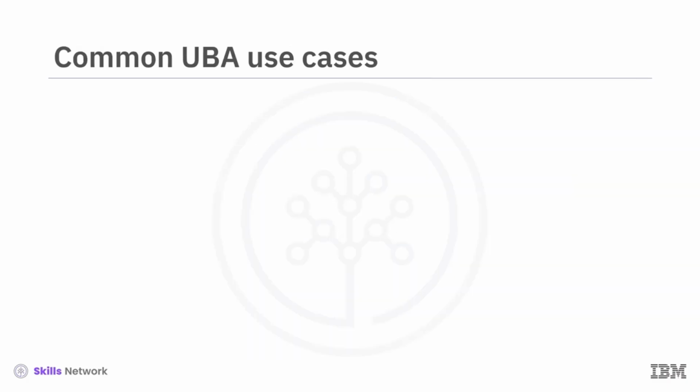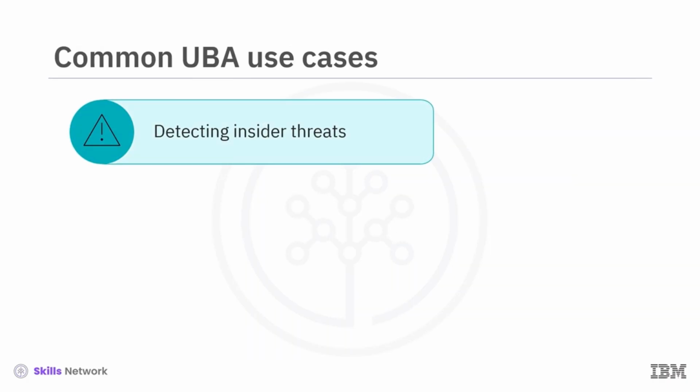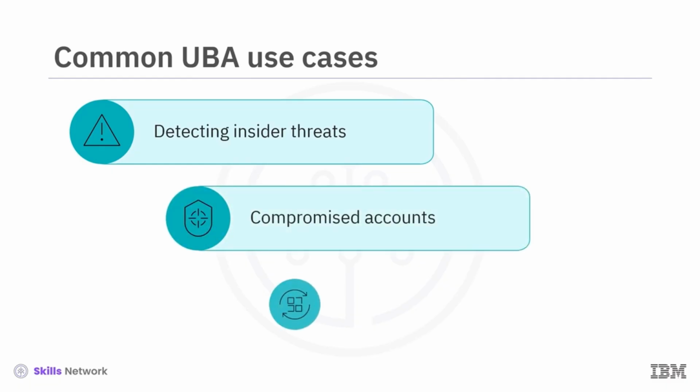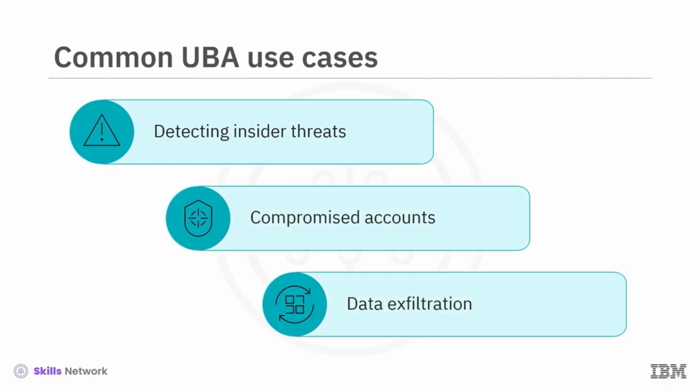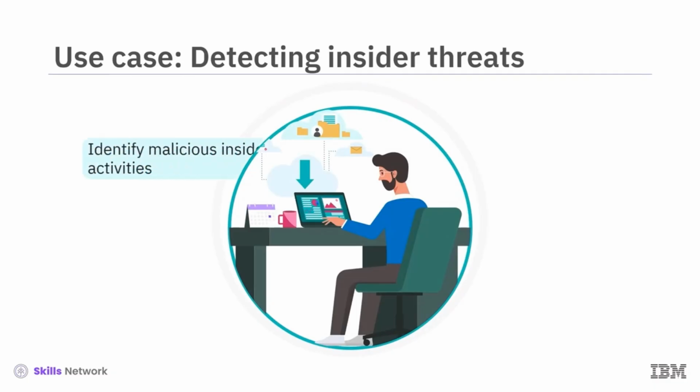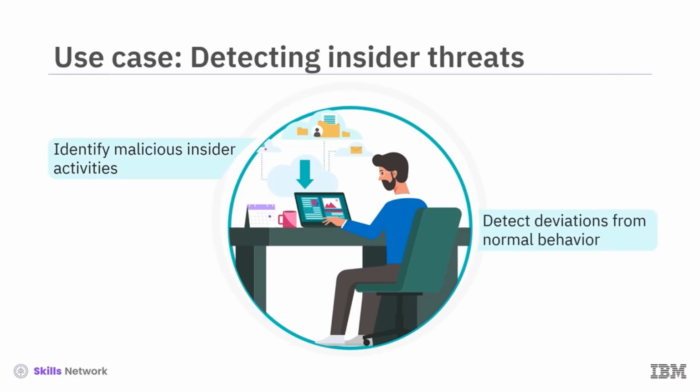Next, explore common user behavior analysis use cases, including detecting insider threats, compromised accounts, and data exfiltration. User behavior analysis helps identify malicious activities by insiders, such as employees or contractors, by detecting behaviors that deviate from everyday activities. For example, an employee who typically accesses customer data but suddenly downloads large volumes of intellectual property files could be flagged as an insider threat.